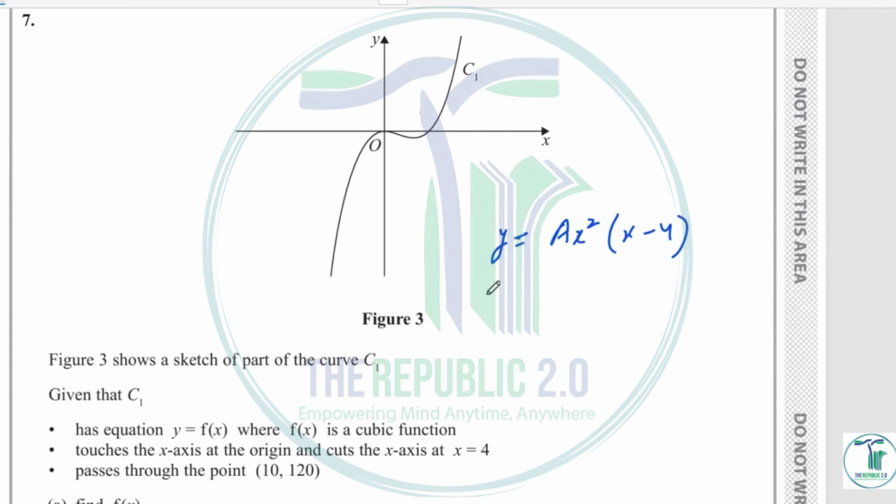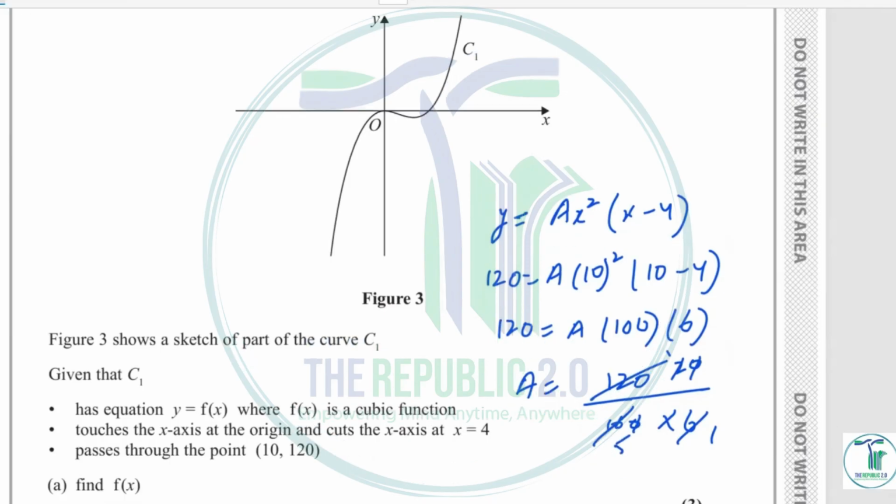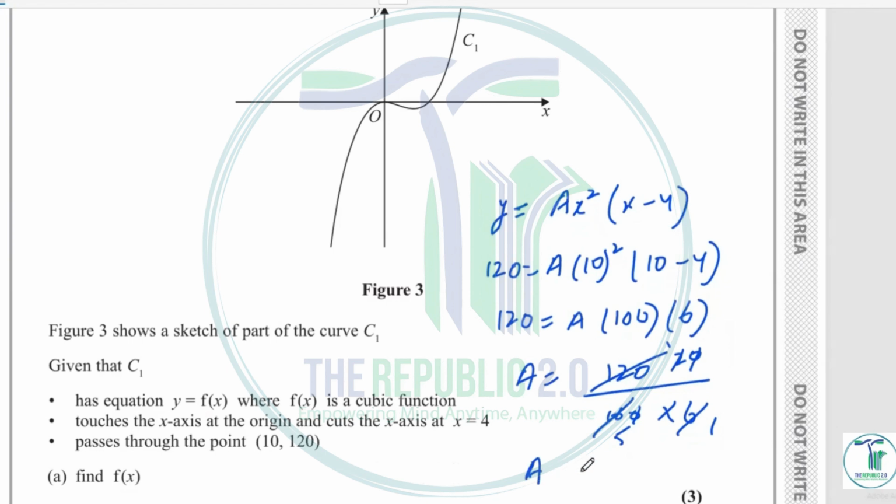So in place of y, I'm going to write 120. In place of x, I'm going to write 10 squared times (10 minus 4). And I'll be left with 120 equals a times 100 times 6. Now, if I just want to solve it down, I must have a equals 120 divided by 100 times 6, which is something like, 6 times 20 is 120. This 0 cancels out by this 0, 2 times 1 and 2 times 5. So the answer of a has to be 1 by 5.